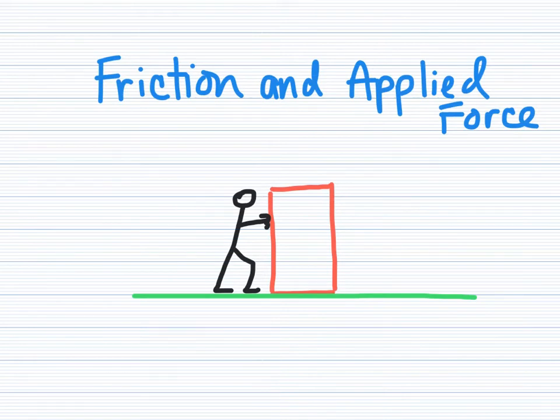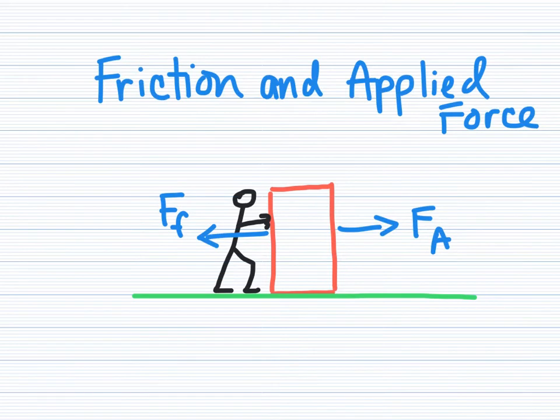And so on the refrigerator we are going to have two forces. The man is pushing the refrigerator to the right. We call that the applied force. He is applying a force, or a push, on the refrigerator. So he's pushing it to the right.